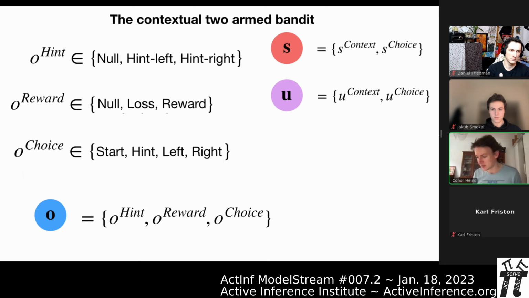We have the null observation because, as I said, if the agent isn't in the choice state of getting a hint, it still needs to receive some information from that modality. So that's why we often have, in both the SPM and the pymdp implementations, this null observation that just encodes an observation that has no information about hidden states within some particular factor. And then we have a reward modality, which similarly has a null observation for when the agent isn't playing either slot machine, and then two possible reward observations, either a loss or a reward.